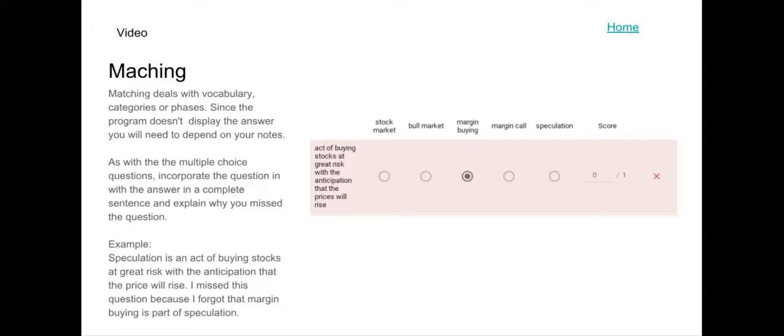As with other test items, you do not have the answer provided for you when you get your test back. You'll know that it's wrong by a red X. Also, it will show 0 points given out of the points possible. So what you want to do with this one is, as with multiple choice, incorporate the question in with the answer to form a complete sentence.